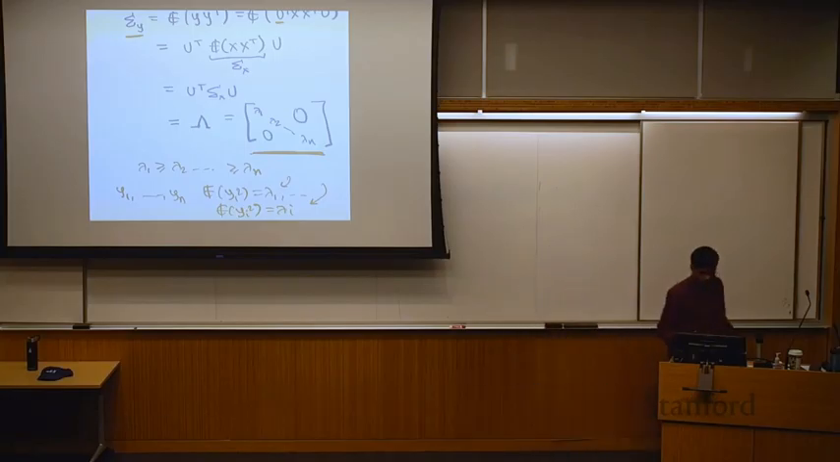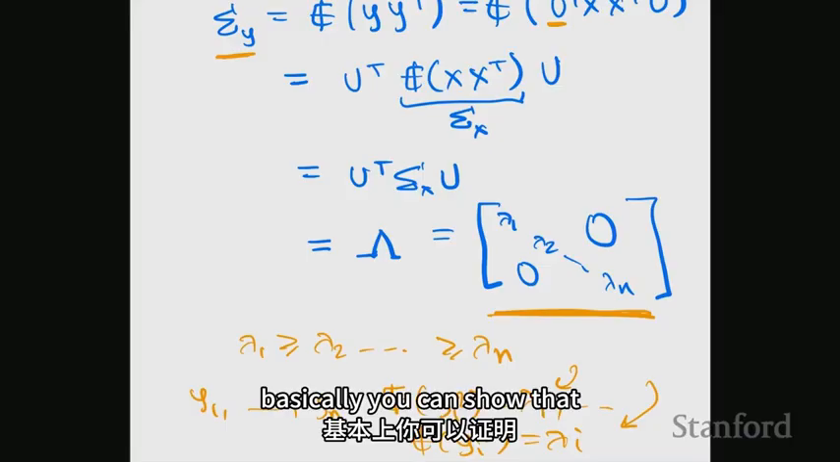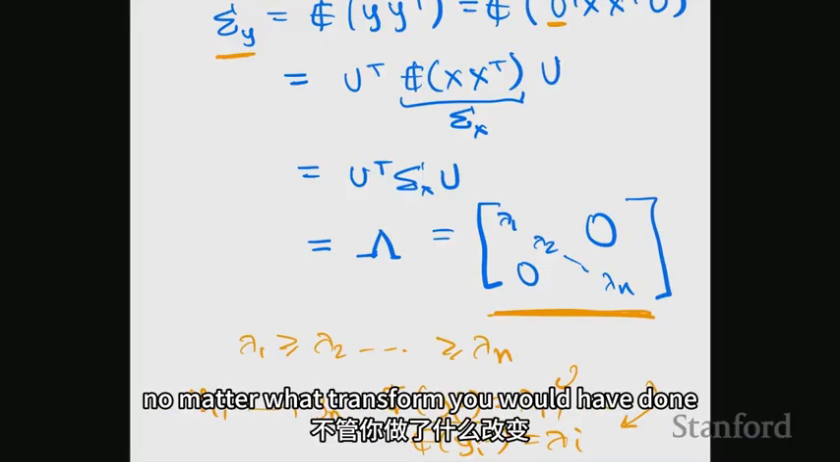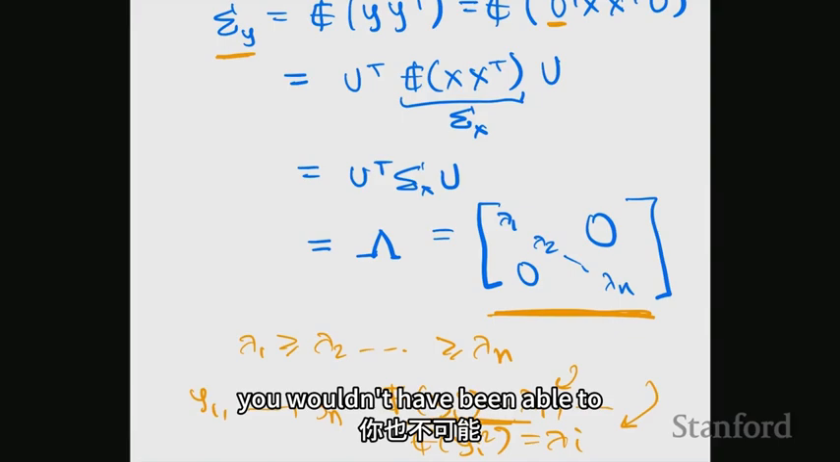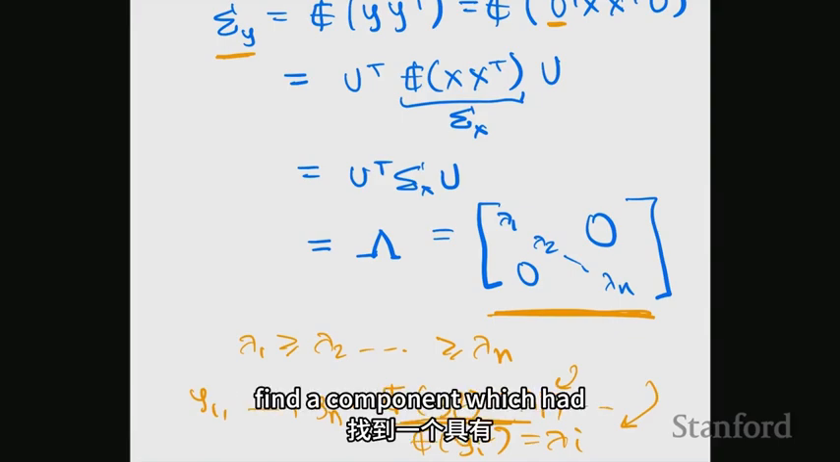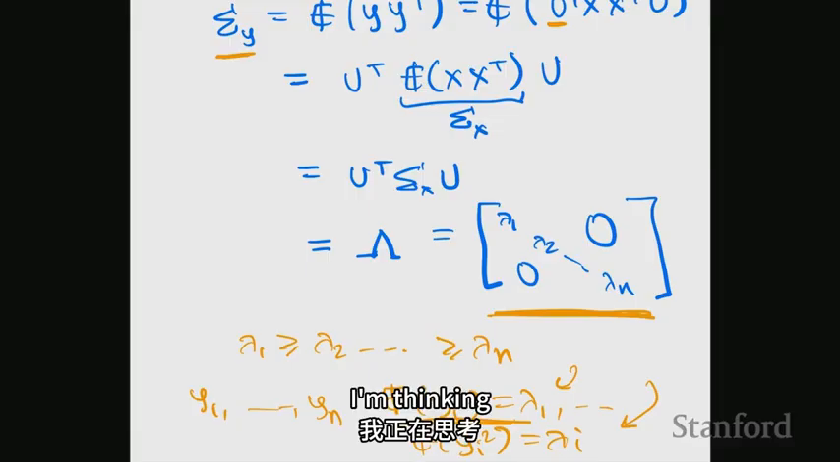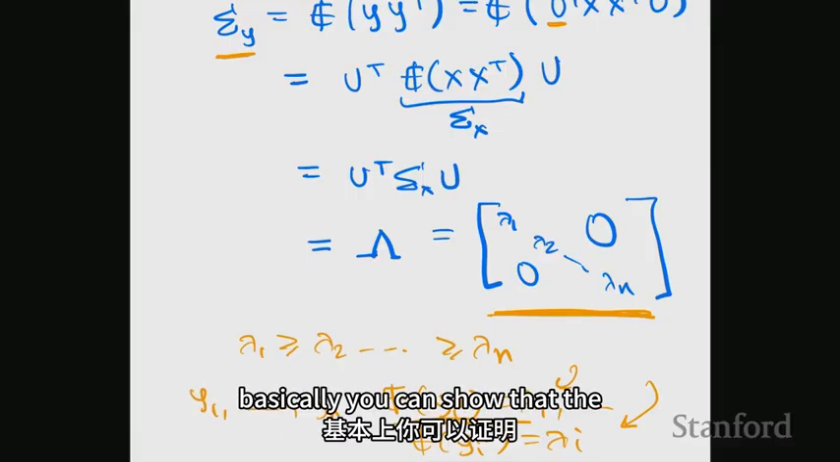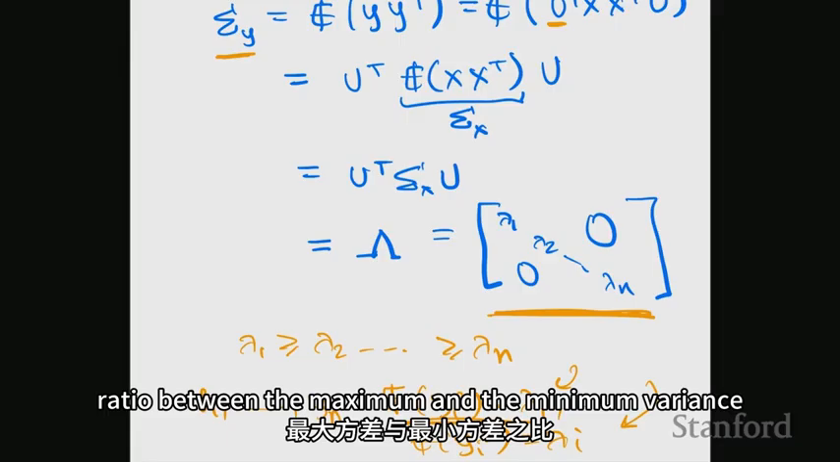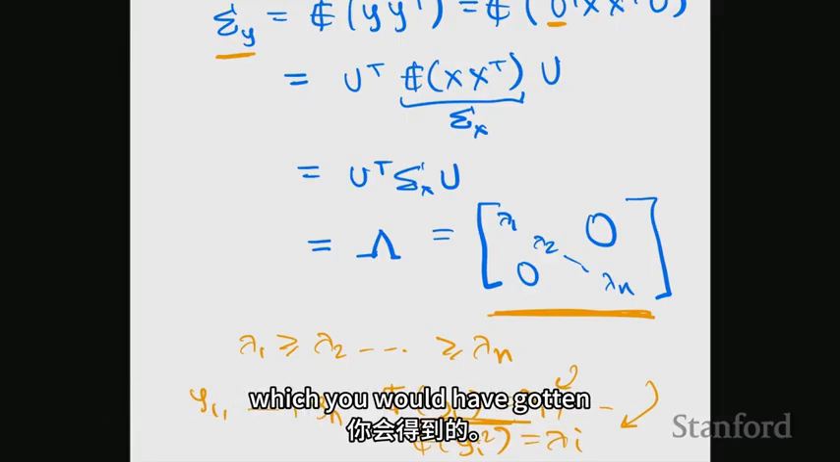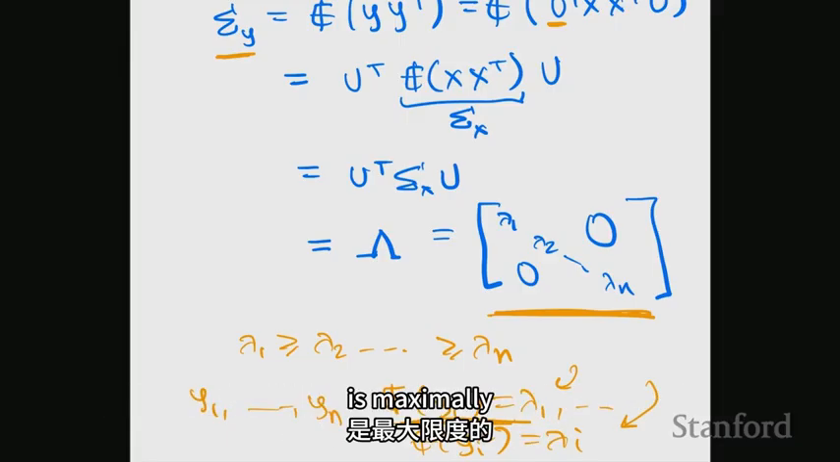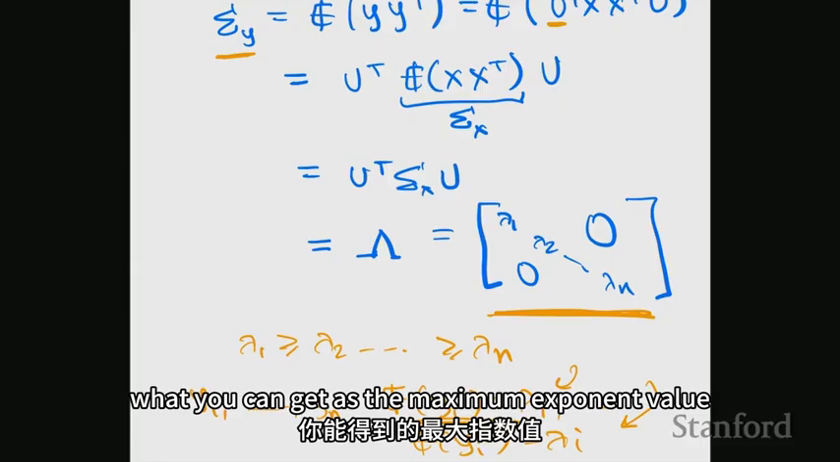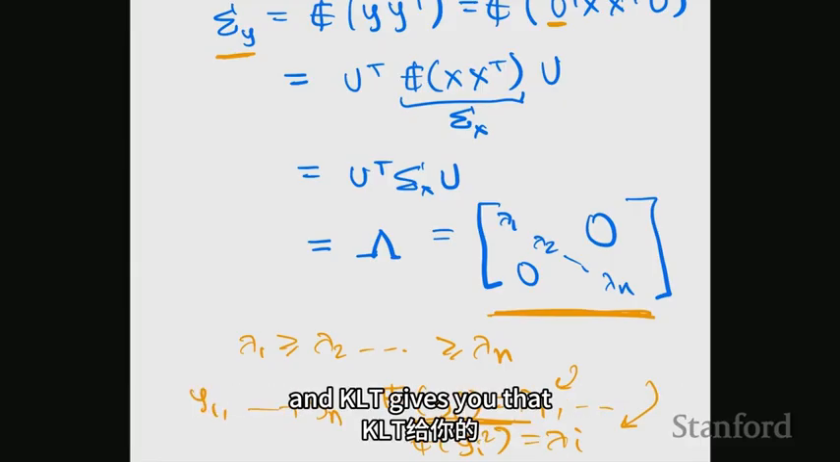And so basically you can show that no matter what transform you would have done, you wouldn't have been able to find a component which had, I'm thinking condition number, I'm trying to think how to tone it down, but basically you can show that the ratio between the maximum and the minimum variance for the uncorrelated components which you would have gotten is maximally, what you can get is the maximum eigenvalue by the minimum eigenvalue. And KLT gives you that.